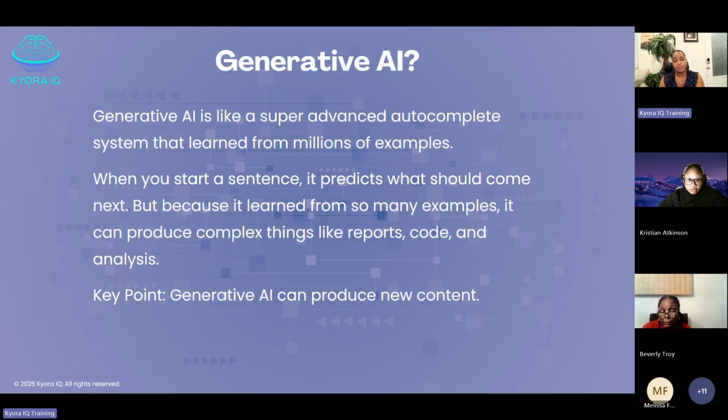But as the screen says, when you start a sentence, it predicts what should come next. But because it learned from so many examples, it can produce complex things like reports, code, and analysis. So generative AI can produce new content based on simple language that you feed it.